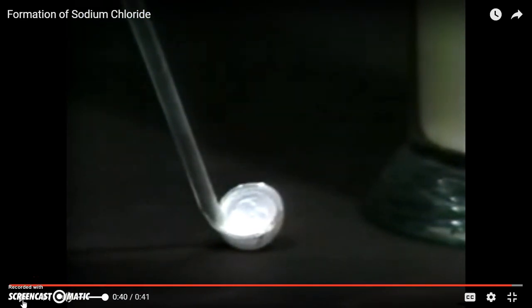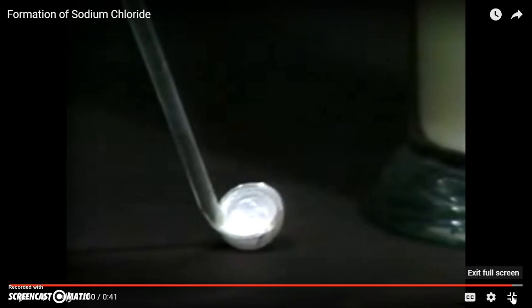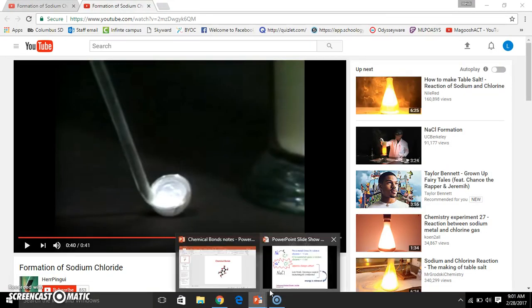So there's sodium chloride, again, also known as table salt, where it used to be, again, a silvery metal, is now a compound of sodium and chlorine. Again, properties have changed, a new compound has formed, and energy was released in the process.